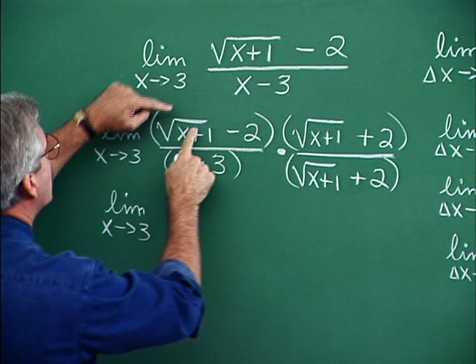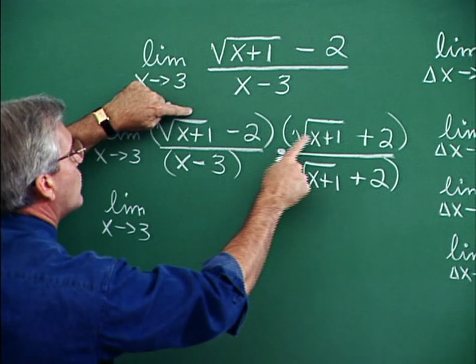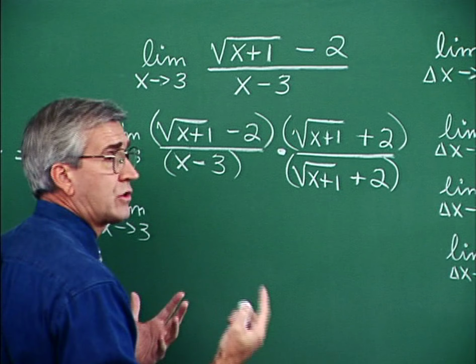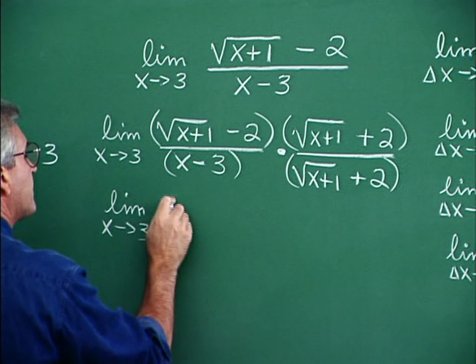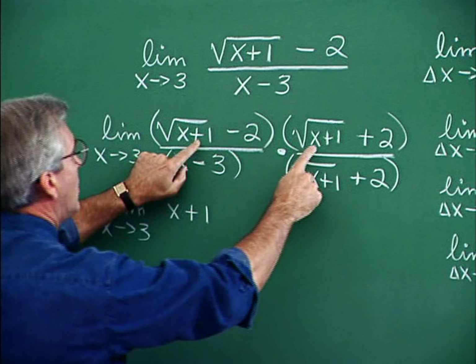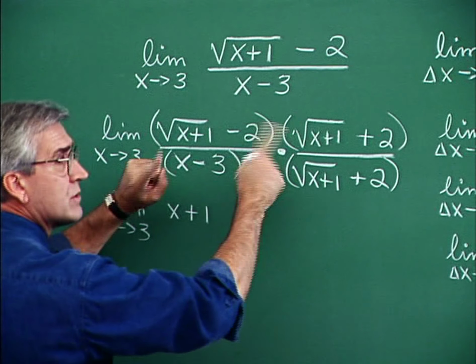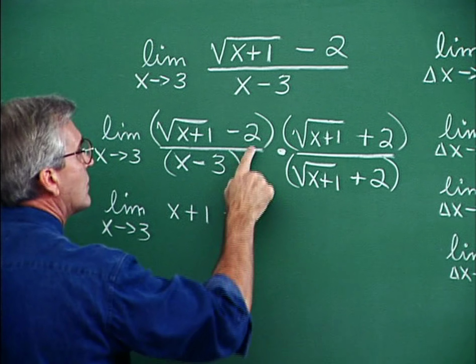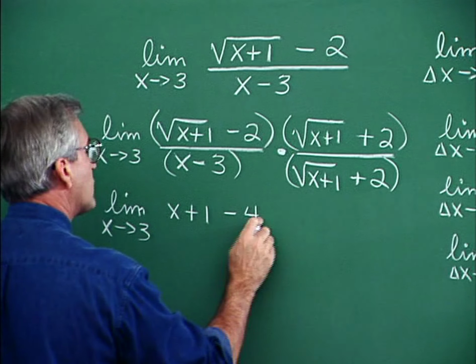In the numerator, let's see, we have the square root of x plus 1 times the square root of x plus 1. That's the square root of x plus 1 all squared, which gives us x plus 1. Then we know the middle term goes out because we're multiplying the sum of two numbers times the difference of the same two numbers, so we get the difference of squares. So we get minus the square of 2, which is 4.